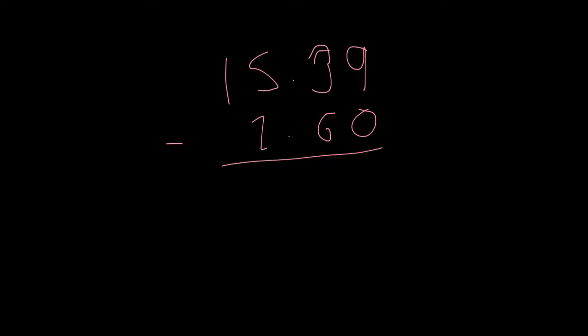9 minus 0 is 9. 3 minus 6 can't happen, so you borrow from 5, which is 4, which then turns to 4. The 3 turns into 13. 13 minus 6 is 7. 4 minus 2 equals 2. 1 minus 0 is 1. Your answer is 12.79.